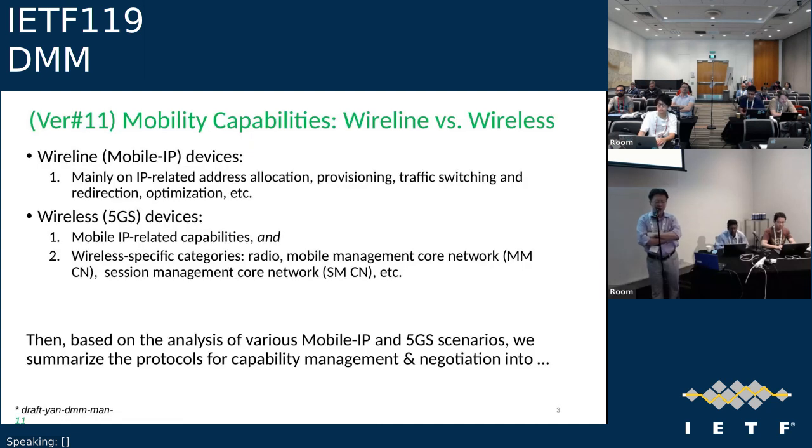This is still the history walkthrough, just to get everyone on the same picture. For version 11, we basically analyze the mobility capabilities for two domains. One is the wireline domain, like mobile IP devices. The other is the wireless domain, mainly for 5GS devices. The wireline domain focuses on IP address allocation and provisioning.